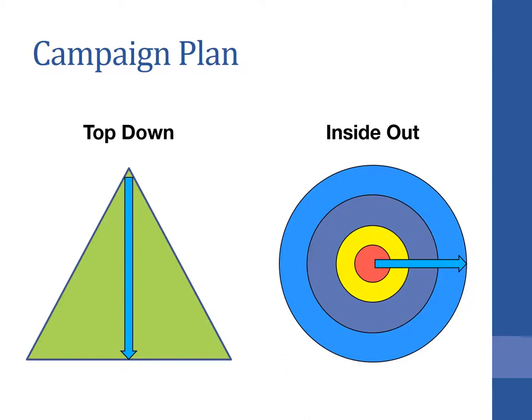Which of those two campaigns, the first or the second, do you have more confidence in? Which of those two campaigns are you more optimistic about? It's the first, because they have some serious lead gifts secured, and that gives people confidence in the outcome of the campaign. So that's the idea of top down.